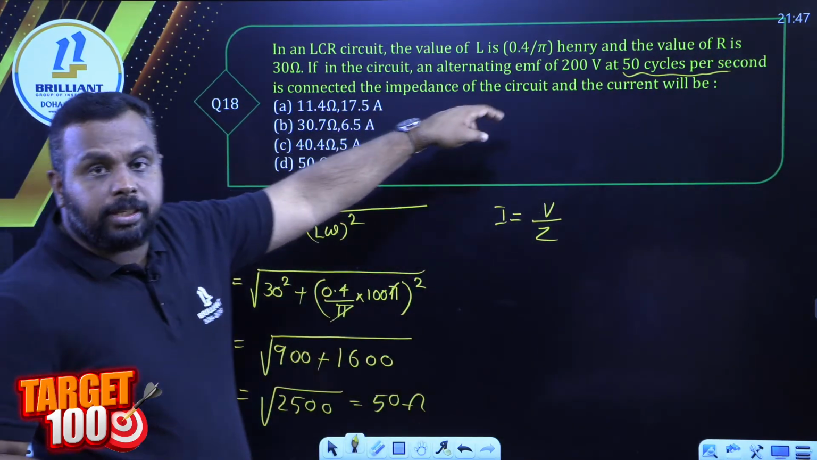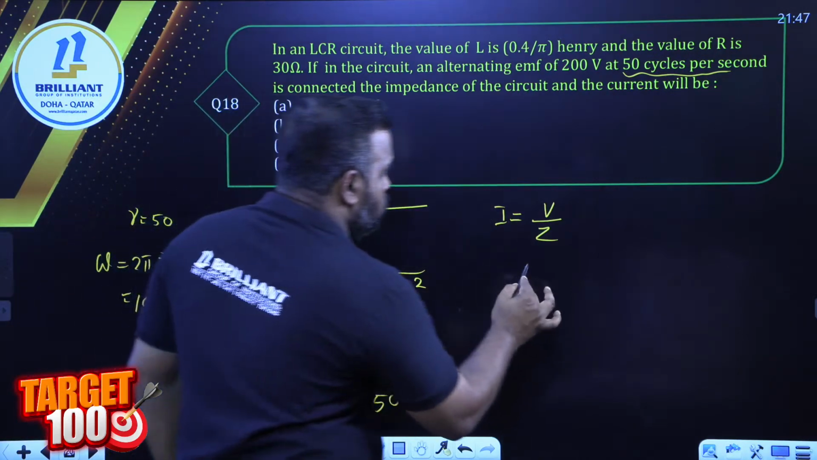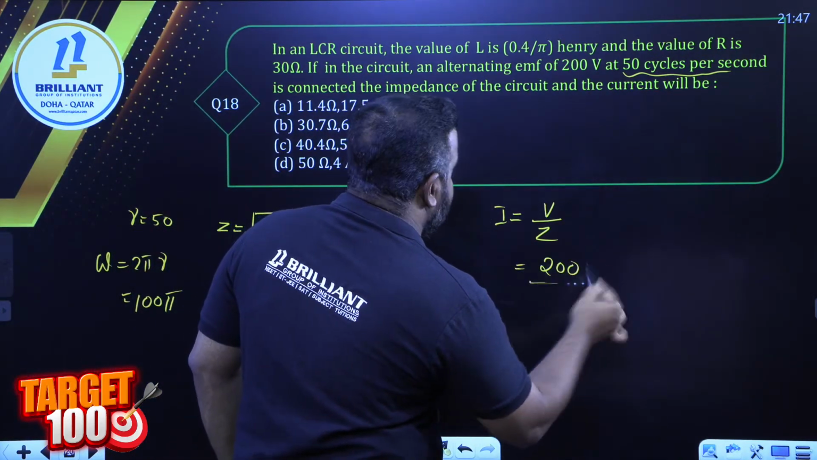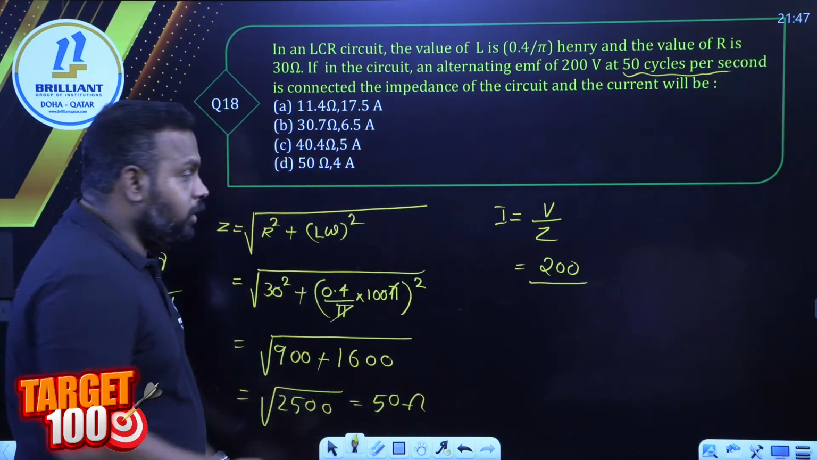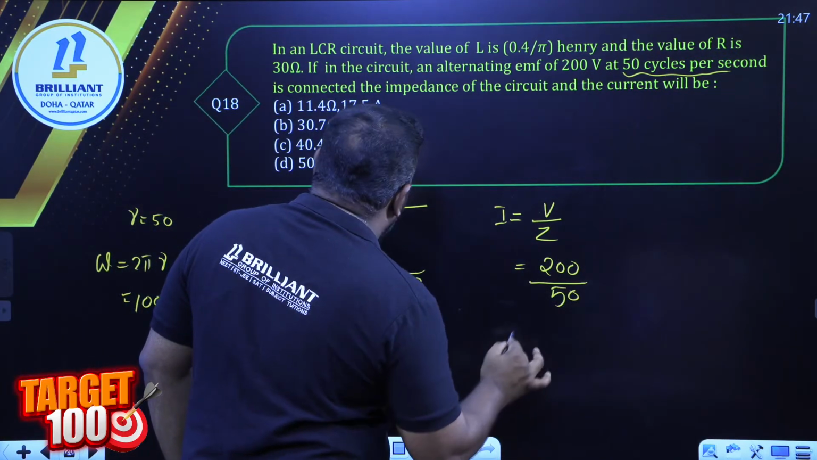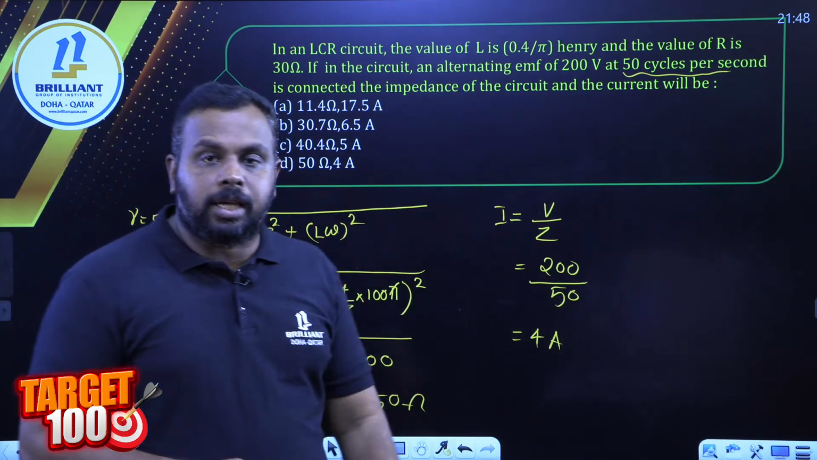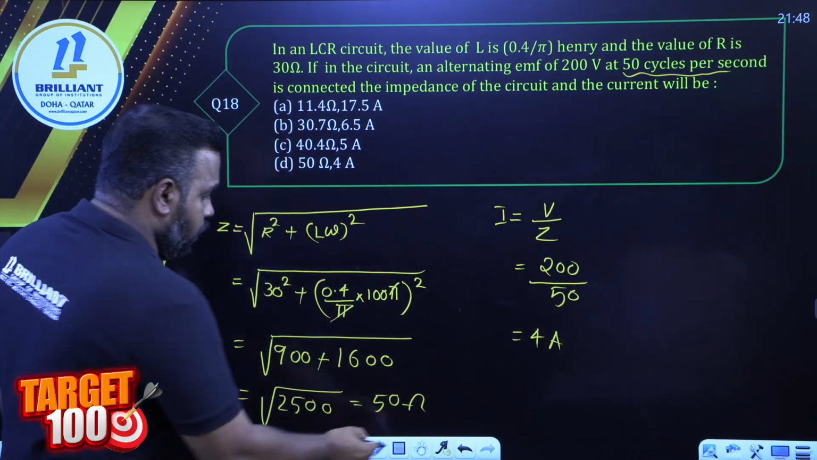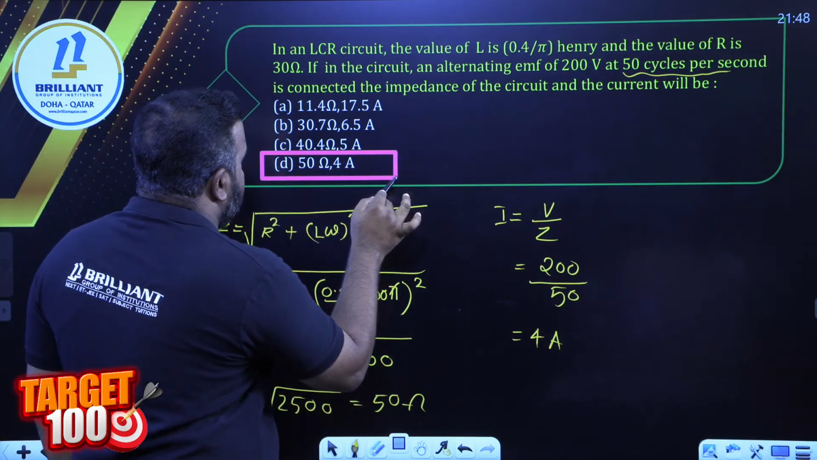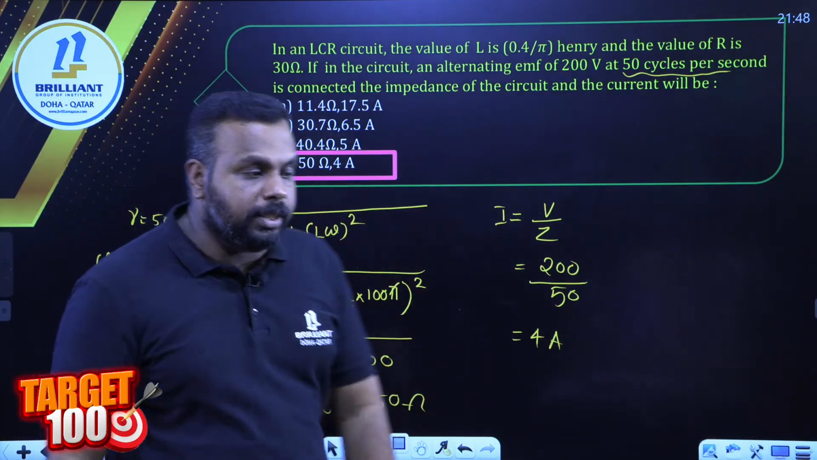Very simple calculation. V is given in the question, it is 200 volt. So 200 divided by Z. What is the Z value we calculated here? It's 50. So 200 by 50 is equal to what? 4 ampere. Got the answer. 50 ohm is the impedance and 4 ampere is the current, which means the right answer is option D.